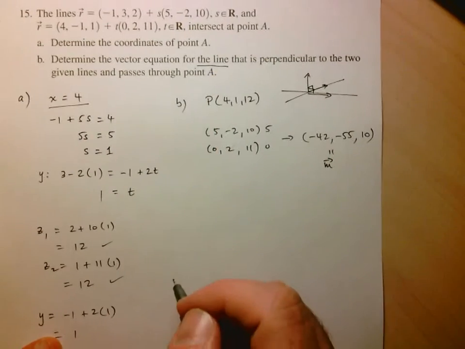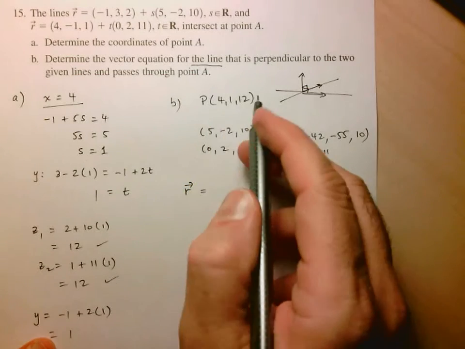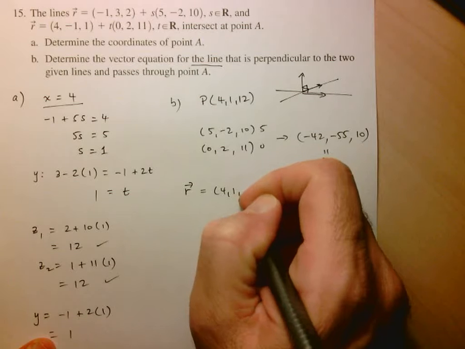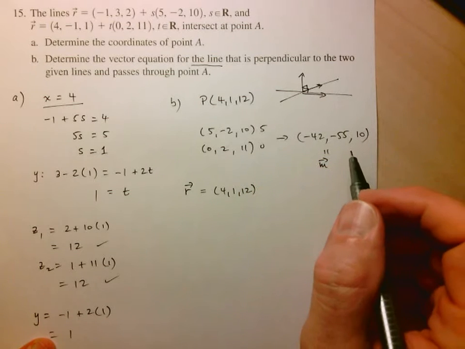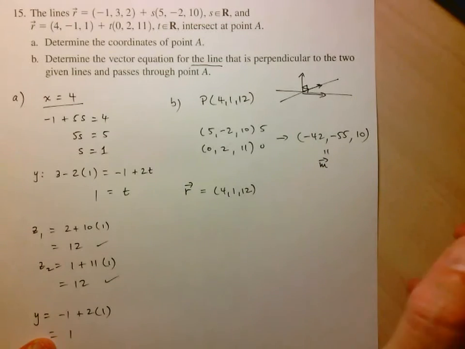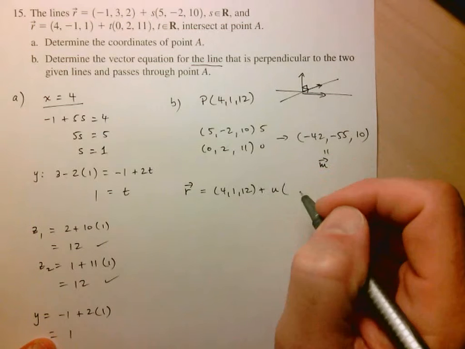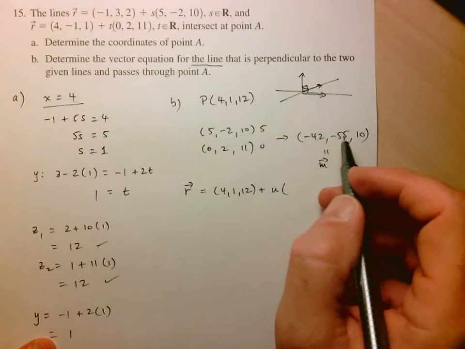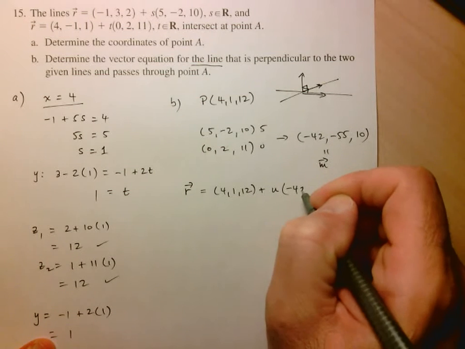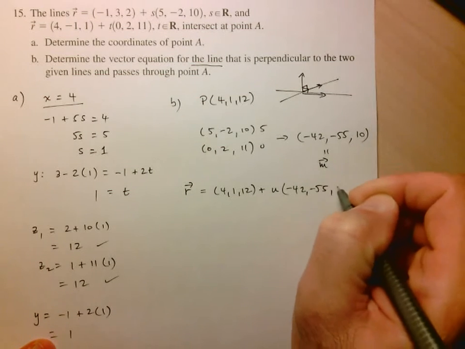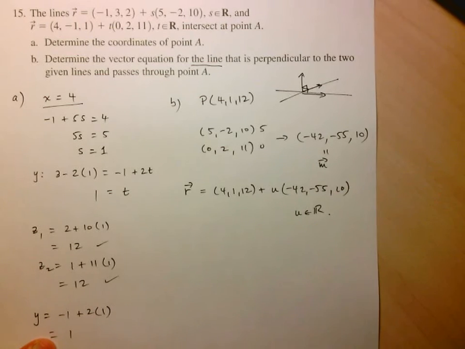This is part B, by the way, so now we can write the equation of the line. It's just going to be our given point, 4, 1, 12, plus, since we've already used s and t, let's use u, plus u times our direction vector. Here you could multiply by -1, but no big deal. I'll use -42, -55, and 10. And u is any real number.